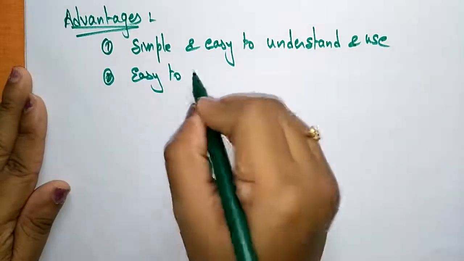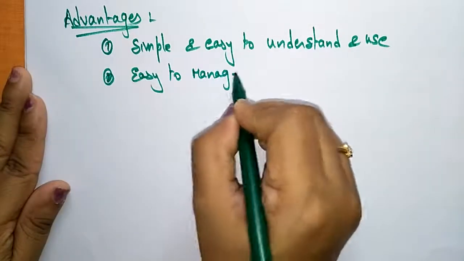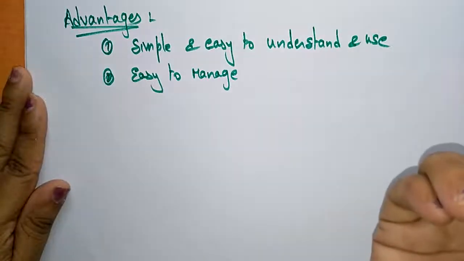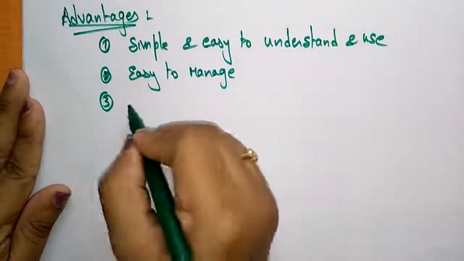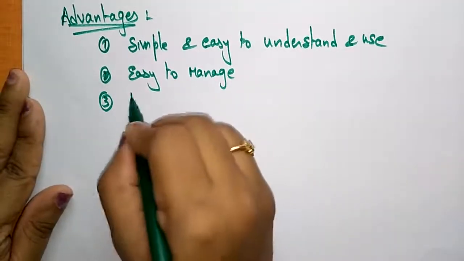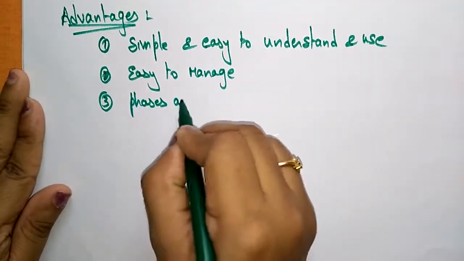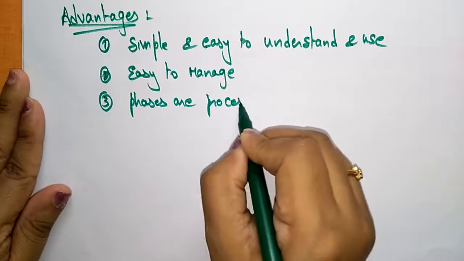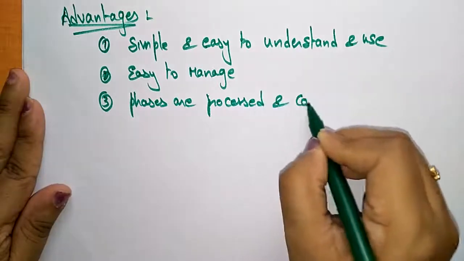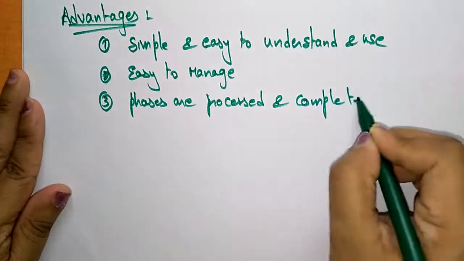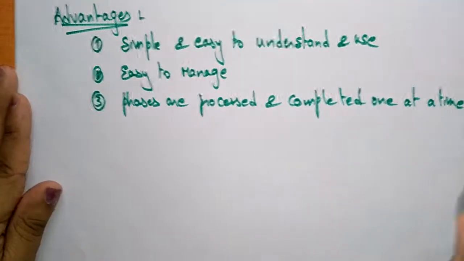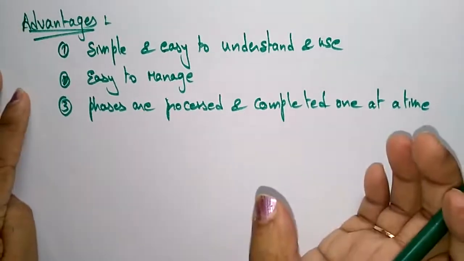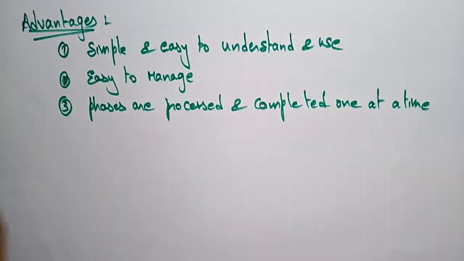Easy to manage, and each phase has a specific delivery and review process. Next, phases proceed and are completed one at a time. Once one phase is completed, only then are you supposed to go to the next phase. So phases are proceeded and completed one at a time.